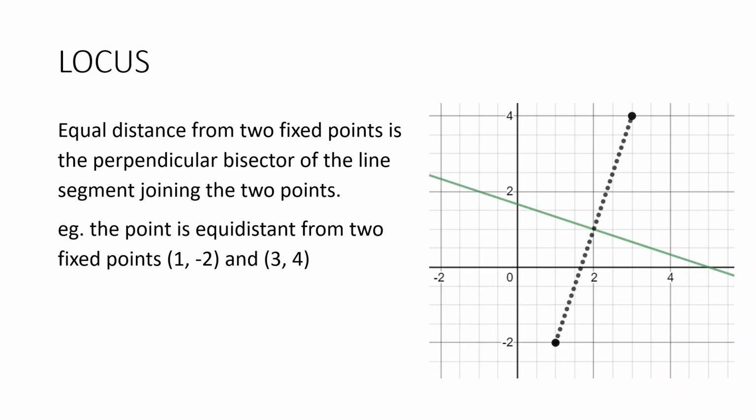Equal distance from two fixed points is the perpendicular bisector of the line segment that joins the two points. Here's an example. The point is equidistant from two fixed points, 1, -2 and 3, 4.